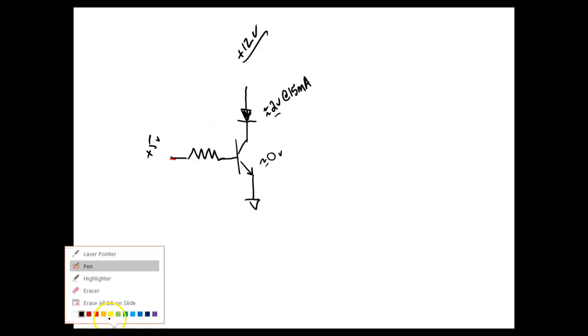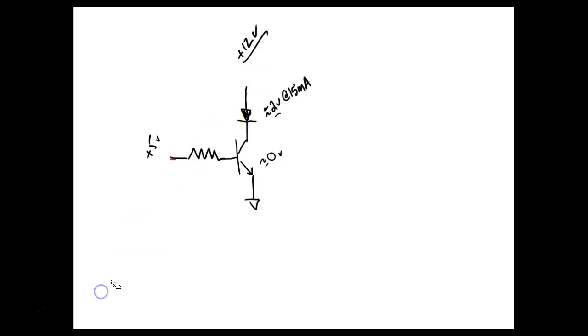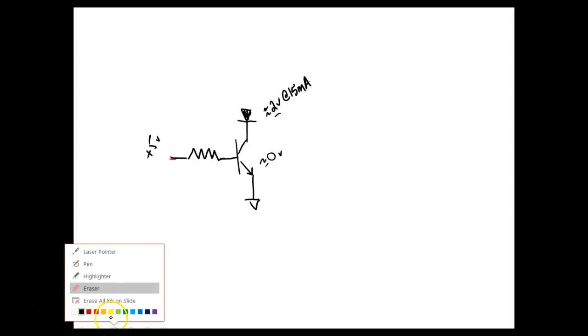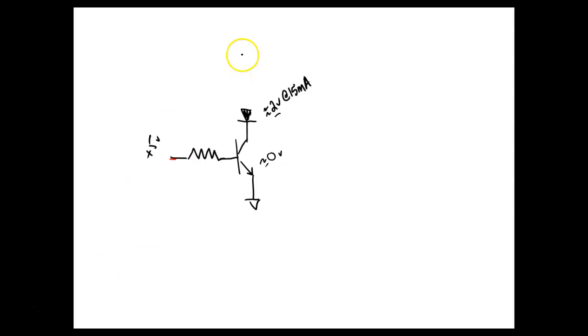So this is what we have to figure out: I want to choose a resistor that drops 10 volts at 15 milliamps. According to Kirchhoff's law, if I have 12 volts there, I have 2 volts here. When we saturate this transistor, it's going to be about 0 volts. Then I have to come up with a resistor that's going to drop 10 volts.